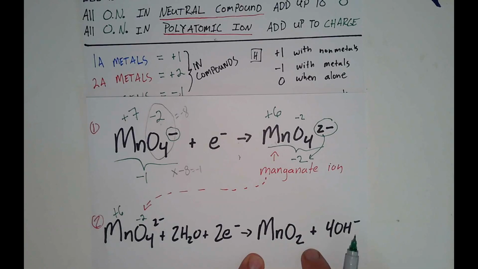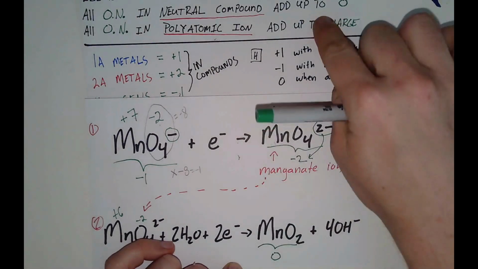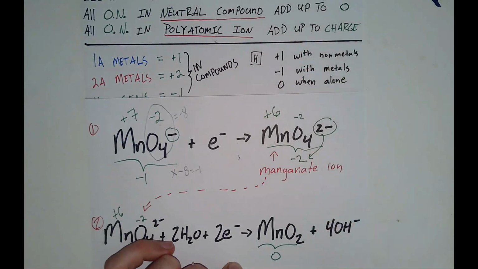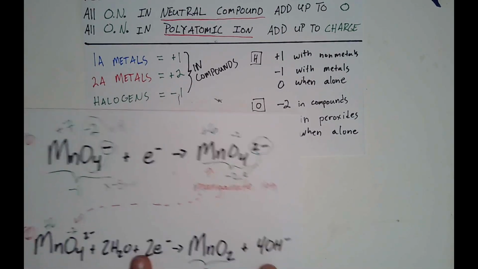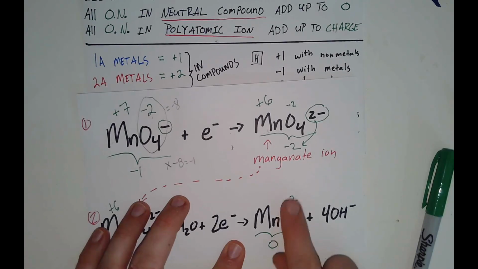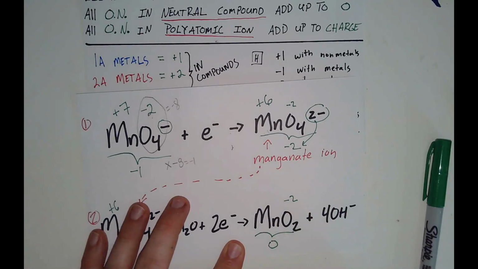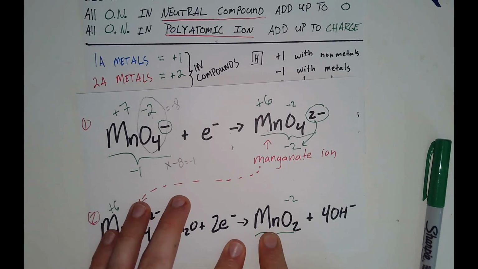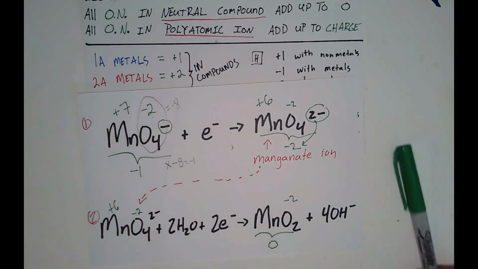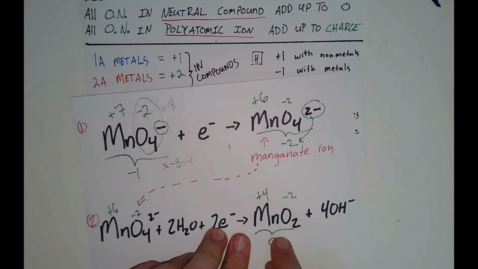Now, MnO2, it's a compound by itself. It's not a polyatomic ion. So what's this whole group got to add up to? Right? Because all neutral compounds add up to 0. And this isn't a peroxide. It's a normal compound. So oxygen has to be what in this reaction? Now that means each oxygen is -2, right? So if I have two -2s together, Mn can't be +2. It has to be what? Because again, this manganese has to be responsible for canceling both oxygens.